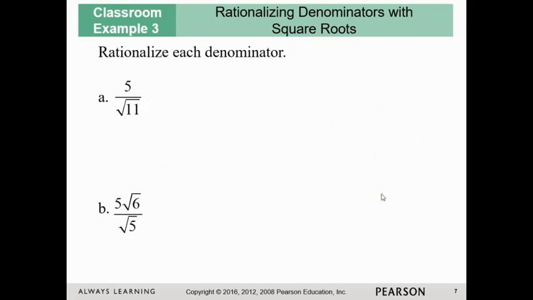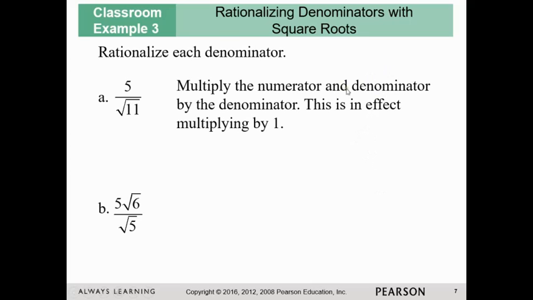Now, this next piece here is about rationalizing the denominator. Remember, when we rationalize the denominator, we multiply the numerator and denominator by the denominator, which is the same thing as multiplying by 1. So what we do is multiply the numerator and denominator by square root of 11. So 5 times square root of 11 is 5 square root of 11. Square root of 11 times 11 is the square root of 121, which is 11.